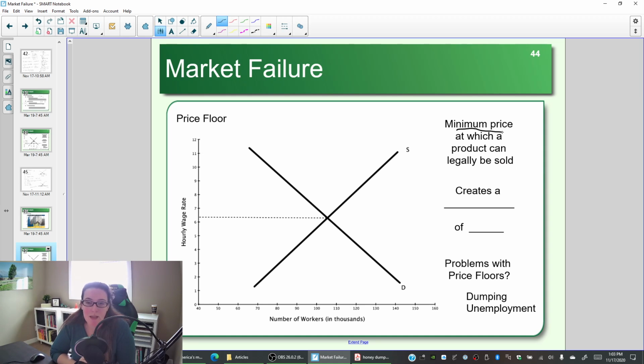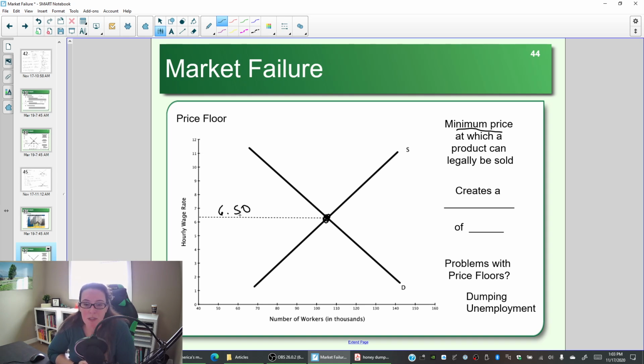To look at an example of when a price floor might be necessary, let's look at the supply and demand for workers. The demand for workers comes from the businesses looking to hire people, and the supply of workers comes from households looking for jobs. The market price, based on the supply and demand, is the wage, the hourly wage. On this graph, the market wage is about $6.50.